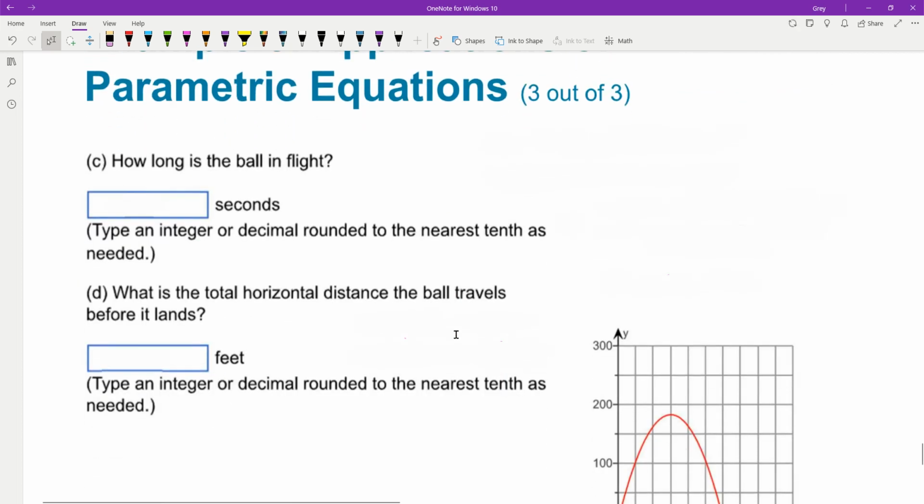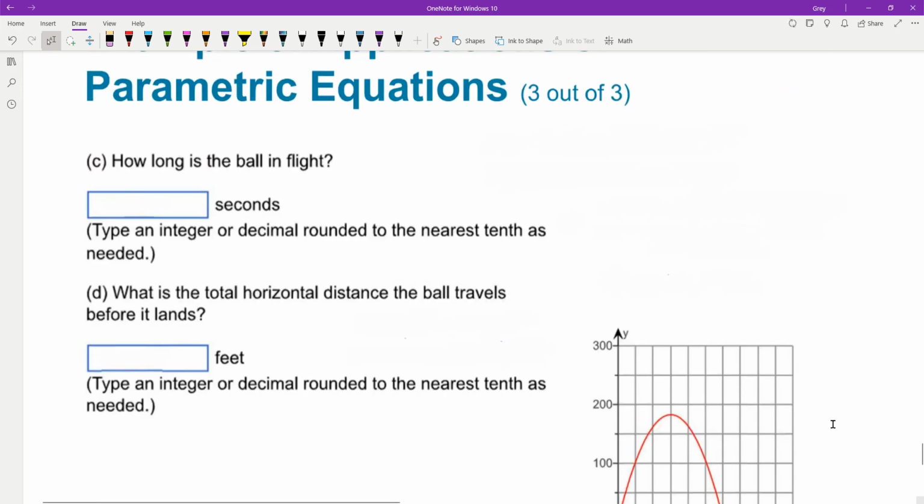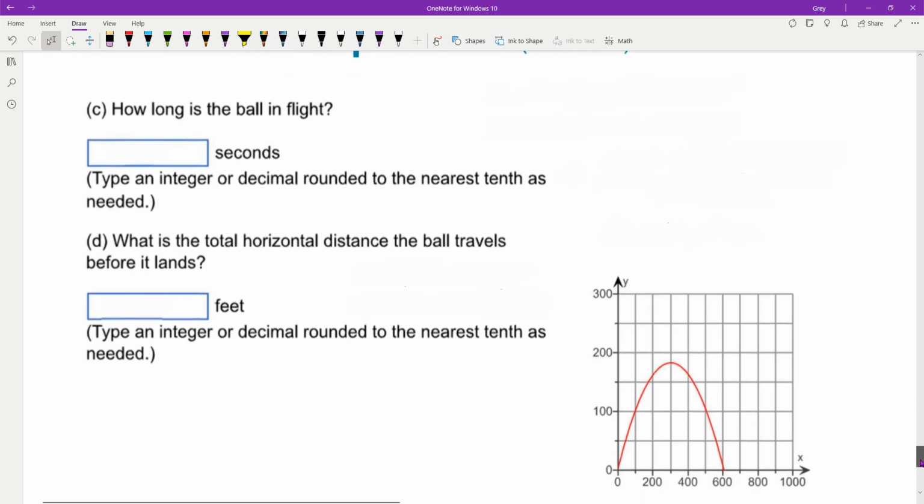Last but not least, they want to know how long the ball is in flight. Here's my picture down here, and the ball is in flight the whole time along this red curve. It's not in flight when it hits the ground, which means that the y coordinate is 0. So I'm going to take that 0 and plug it in for y in that equation. If you were in class, I showed you how you could use the black calculator to solve that. If you need help with that, let me know. I'll be happy to help you.